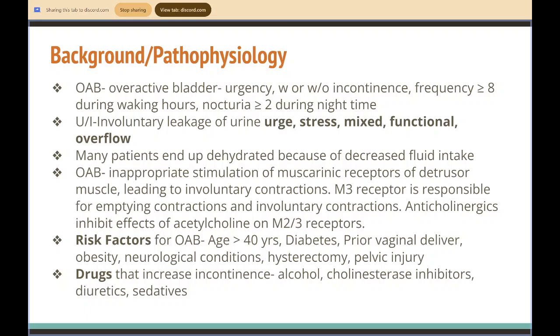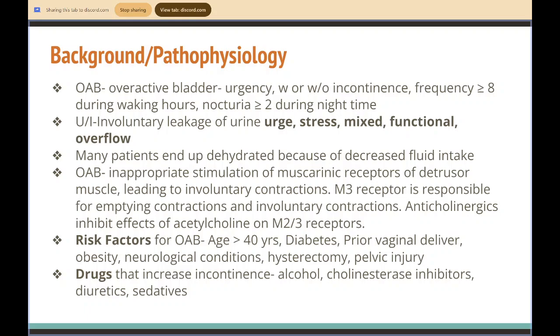Overactive bladder is due to the inappropriate stimulation of muscarinic receptors of the detrusor muscle, and this leads to involuntary contractions. The M3 muscarinic receptor is responsible for emptying contractions and the involuntary contractions. Can anyone tell me in the chat how many muscarinic receptors there are? Anticholinergics inhibit effects of acetylcholine on the M2 and M3 receptor. Once again, the question is, how many muscarinic receptors are there? Or are you familiar with?